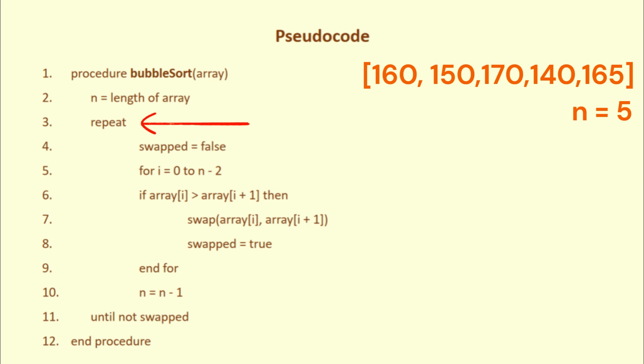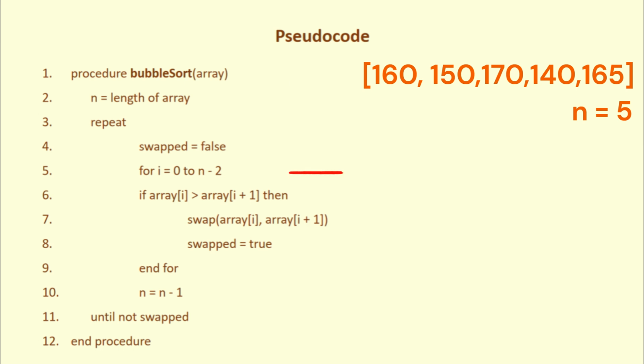Step 4, initialize the swapped flag. Inside the loop, we set swapped equals false. This is a flag that helps us keep track of whether we made any swaps while going through the array. If no swaps are made, it means the array is already sorted, and we can stop the loop.